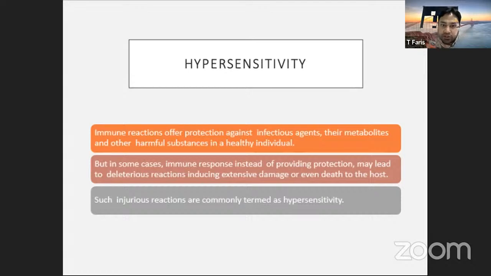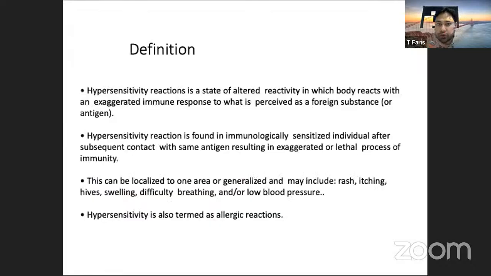Injuries such as immunological reactions, hypersensitivity, allergic reactions, what else? Anaphylaxis. They are all the types of hypersensitivity or reactions that can occur due to failure to protect your body.